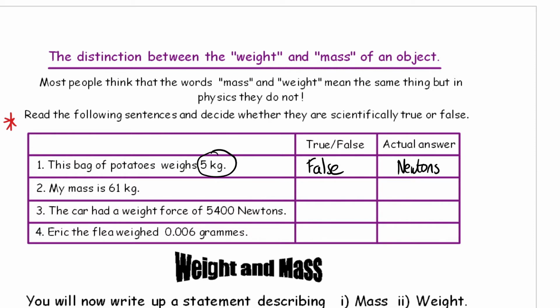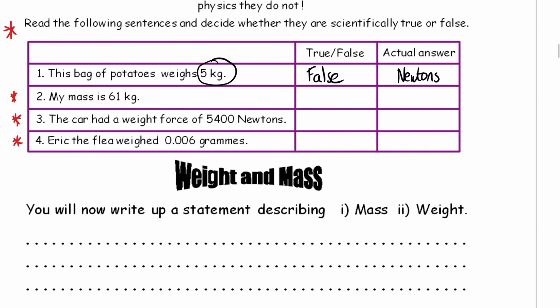That's the unit it should be given in. Can you now please do the same for 2, 3 and 4. What you should have found is question 2 is true because mass is measured in kilograms. You'll often find though, I think we're all guilty of it, we say my weight is say 90 kilograms or 14 stone or whatever, but weight really should be in newtons.